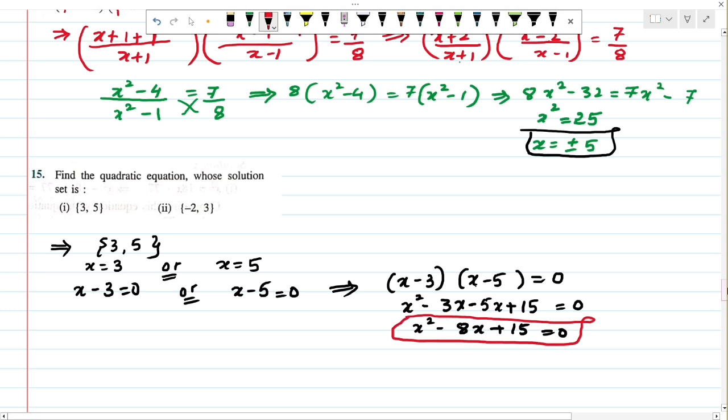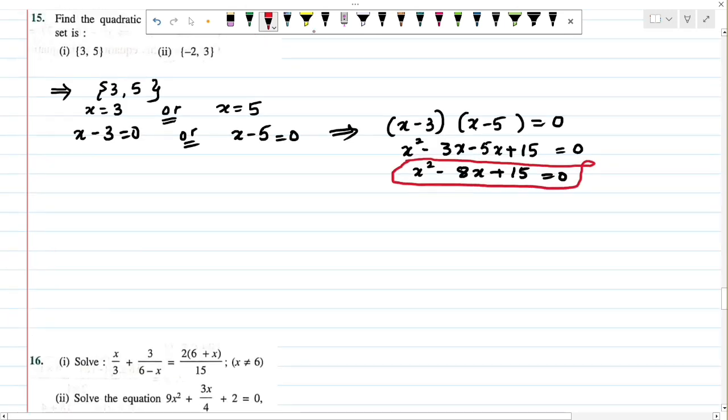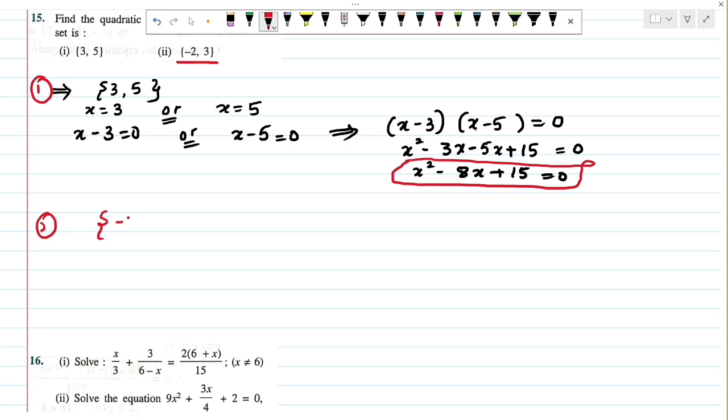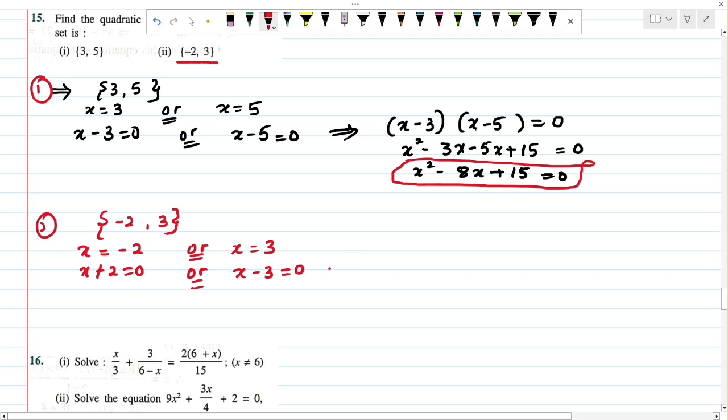So now we will move to the second set. What is the second set? That is minus 2, 3. Again I'll write the x values: x equals minus 2 or x equals 3. So this can be written as x plus 2 equals 0 or x minus 3 equals 0. Again in the same format, we will write it as (x + 2)(x - 3) and equate it to 0.